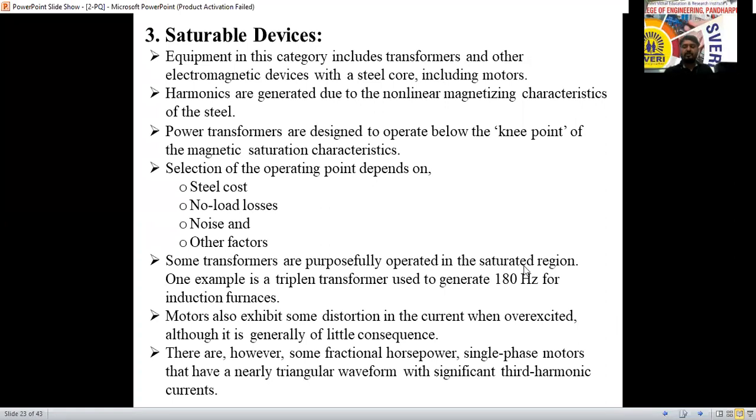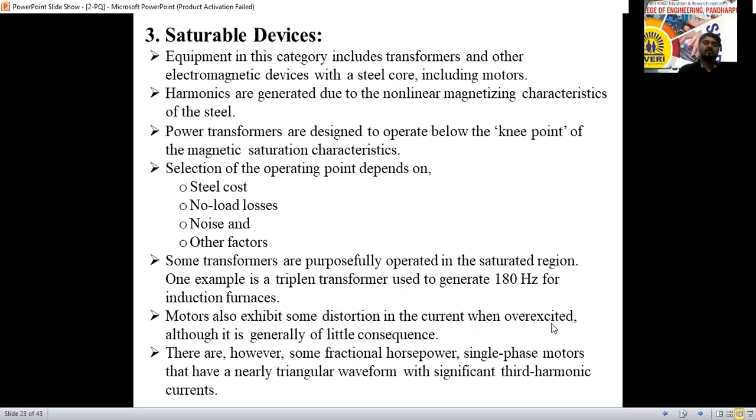Purposefully operated in the saturation region, we are going to operate here. One example is a triplen transformer used to generate 180 hertz for the induction furnaces here. Induction furnaces, 180 hertz we are going to use. Motors also exhibit some distortion in the current when overexcited.